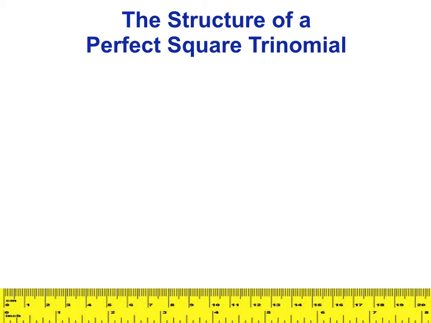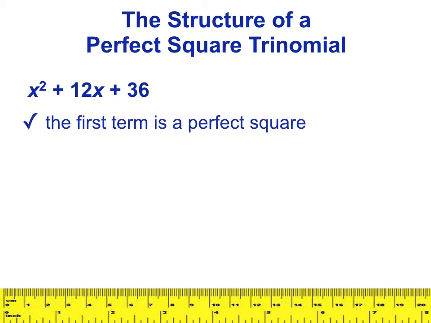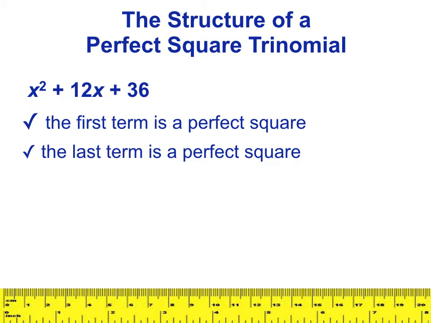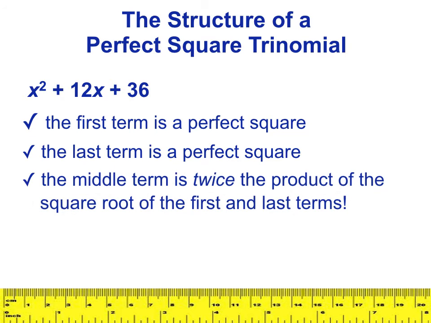So let's take a look at the structure of a perfect square trinomial. What do we observe about it? Notice the first term is a perfect square, right? x times x will result in x squared. The last term will be a perfect square. 6 times 6 equals 36. And the middle term will be twice the product of the square root of the first and the last term. So remember, the square root of the first term was x. The square root of the last term was 6. 6 times x is 6x, and then when you double that, you'll get 12x, the middle term.